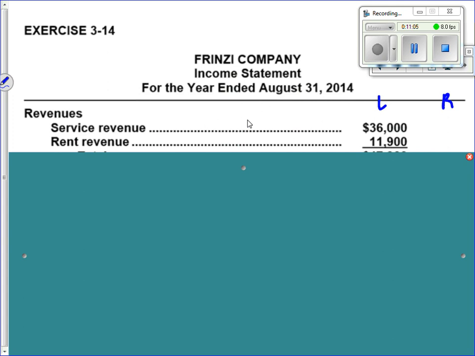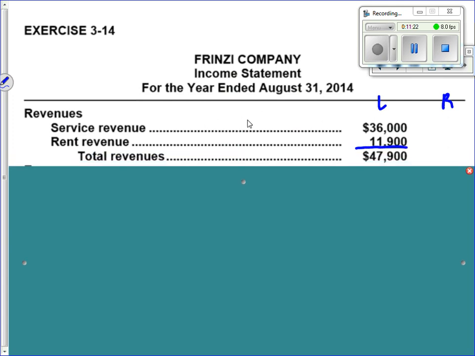It grew by $2,000. You would use the 36 because this is after things have happened. Rent revenue also grew by $900. So then we would single rule that, and I would actually prefer total revenue, this 47,900, over in the right column instead because we're done with our math. I am not so worried about all this indenting over here. I think indenting sets it off and it's easier to read. So if you like to indent that way, I am completely fine with that.